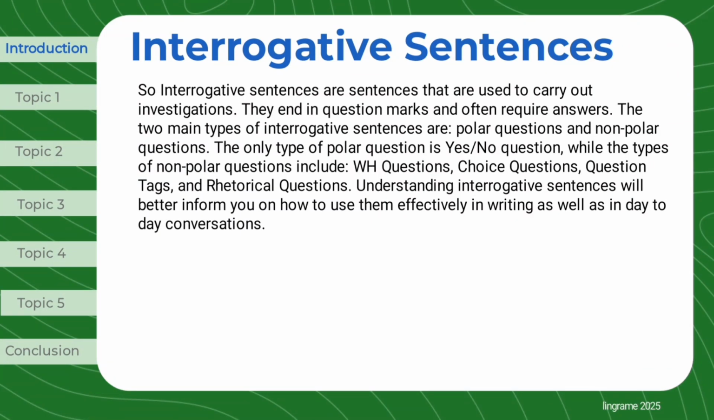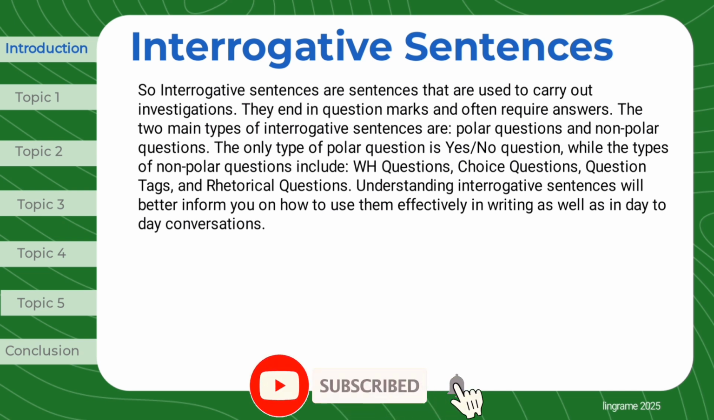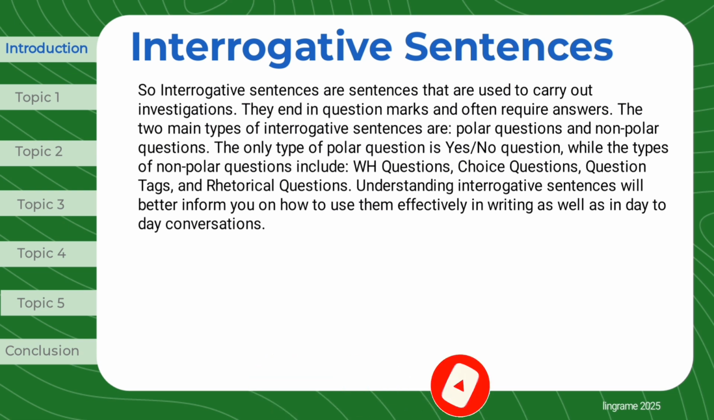So interrogative sentences are sentences that are used to carry out investigations. They end in question marks and often require answers. The two main types of interrogative sentences are polar questions and non-polar questions. The only type of polar question is yes/no question, while the types of non-polar questions include WH questions, choice questions, question tags, and rhetorical questions.